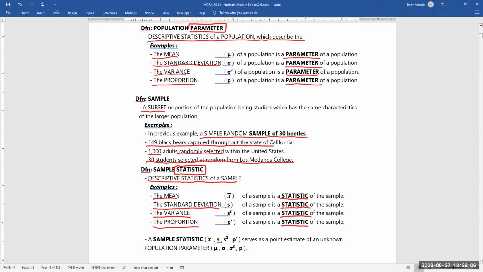samples and populations. So you can see here, if we're talking about the mean of a population, then we use this Greek symbol mu, which looks like an M. We use the Greek symbol mu to talk about the mean of a population. But if we're talking about the mean of a sample, then we're going to use a different symbol, X bar.